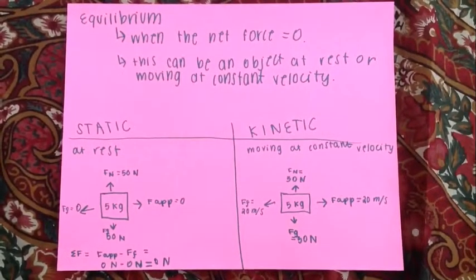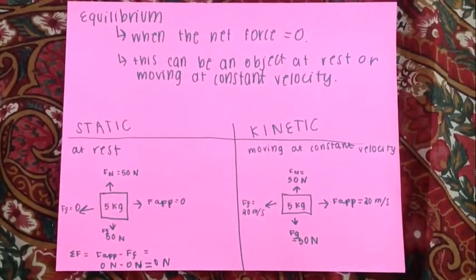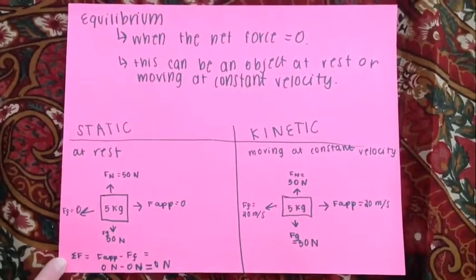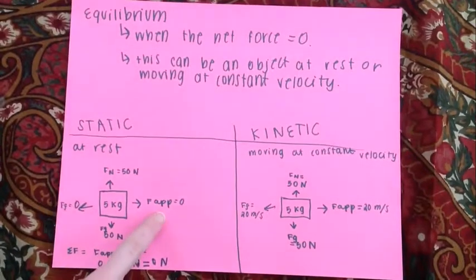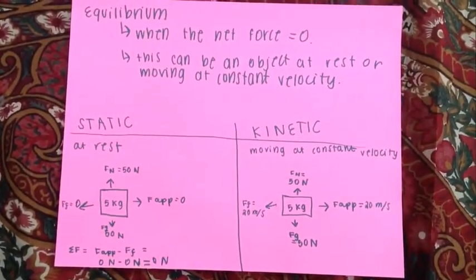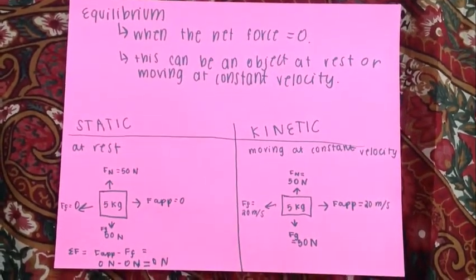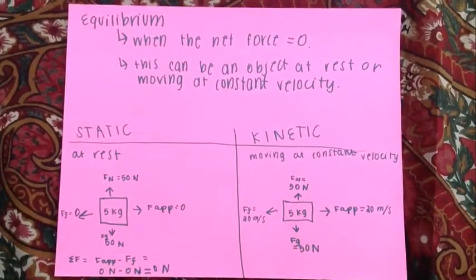Equilibrium is when the net force is equal to zero. This can be an object at rest or moving at constant velocity. Static equilibrium is when the object is at rest. The force of friction equals zero and the force applied equals zero. Therefore, the net force equals zero. Kinetic equilibrium is when it is moving at constant velocity. The force of friction is equal to the force applied, making the net force zero.